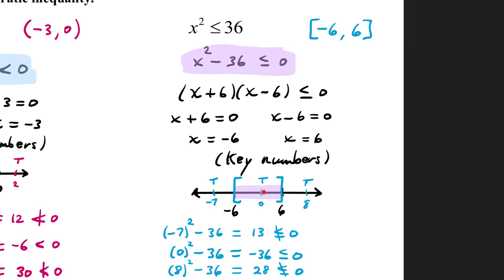The test number between the key numbers we picked was 0. Subbing that into the purple highlighted statement, 0 squared minus 36 is negative 36. That is less than or equal to 0, true. We're going to keep this interval of numbers. And then finally, testing the third interval, we used an 8. 8 squared minus 36, that's 28, which is not less than or equal to 0. The only interval that gave us a true statement was between the key numbers. Because our inequality is also underlined, we include the key number. So we'll use brackets instead of parentheses.